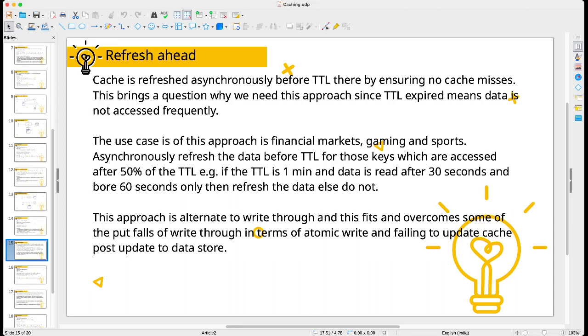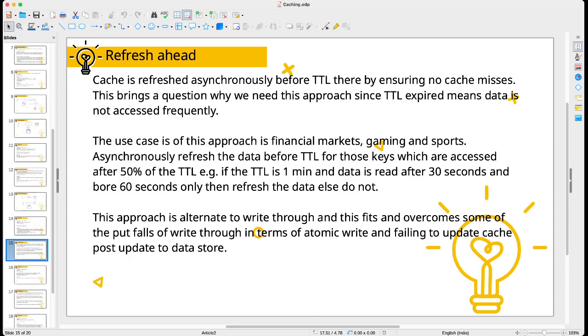It means that the data was looked at recently by people, but we want to get the refreshed data from the data sink. Maybe there is an update which has happened. This ensures that underlying mutations are reflected just before the TTL happens, not at the time of TTL. This is an alternative approach to write through cache and it overcomes some of the problems around atomic writes between the cache as well as the database.